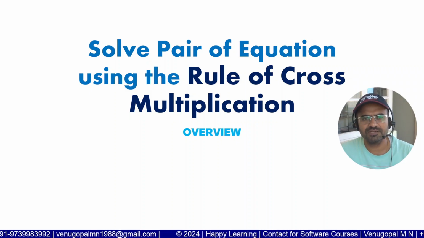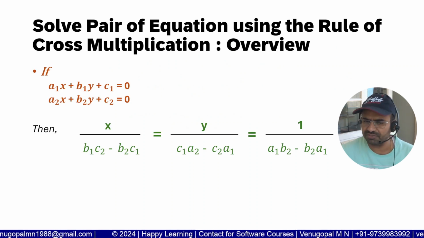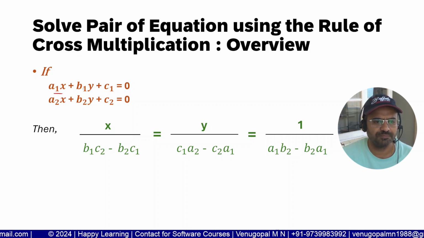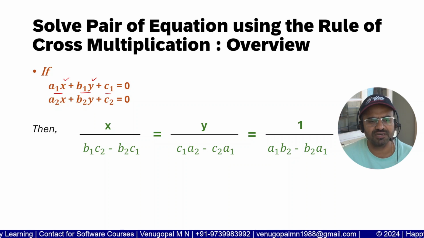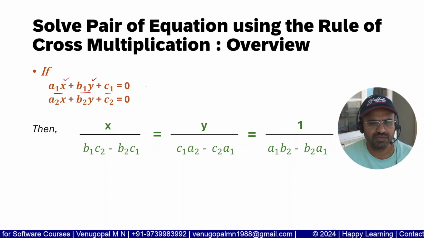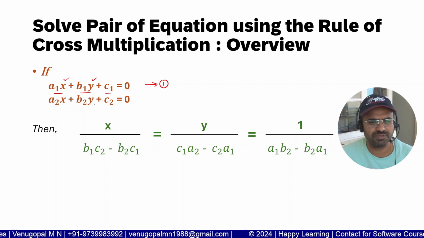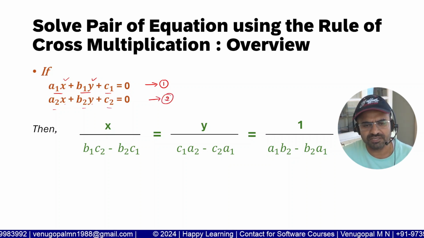The rule of cross multiplication is a very easy method to solve any pair of equations. Coming to the overview, we have a given equation in the form a1x plus b1y plus c1 is equal to 0. X and y are the variables, and a1, b1 and c1 are the constants, the numeric values in that equation. Similarly, we have another equation, a2x plus b2y plus c2. Here x and y are the variables and a2, b2, c2 are the numeric values. We call these equation 1 and equation 2.